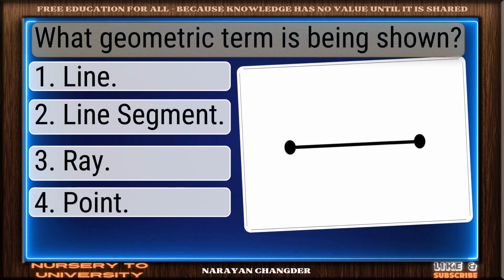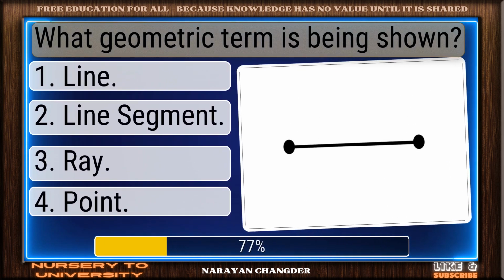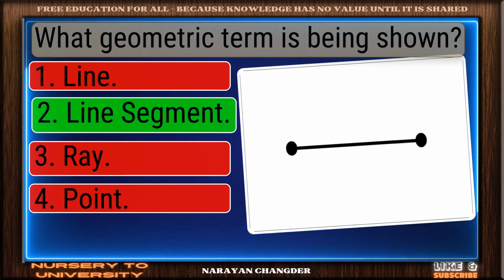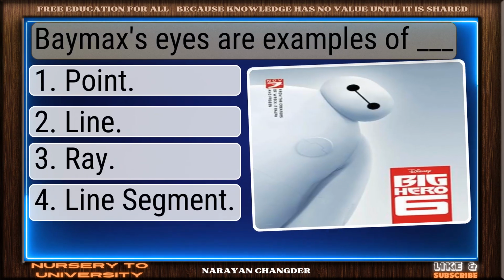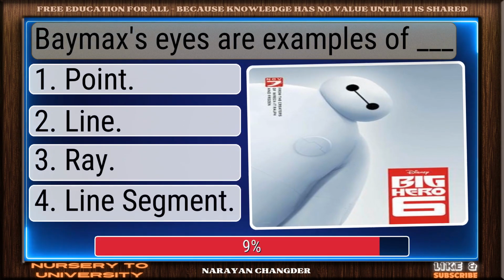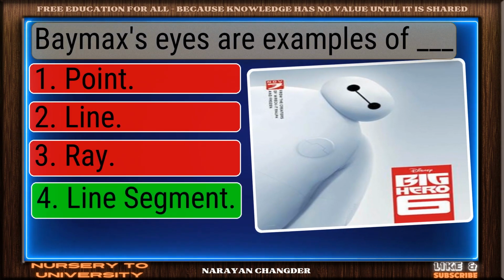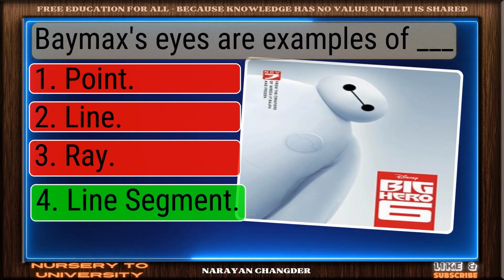Question number 5. What geometric term is being shown? Valid point. Line segment is true. Question number 6. Baymax's eyes are examples of dash. Excellent choice. Line segment is the right answer.